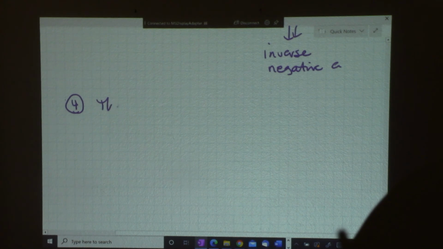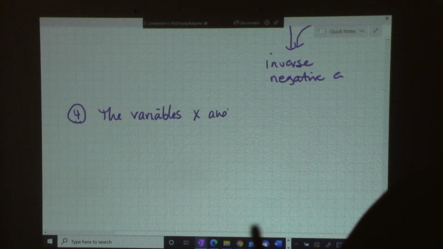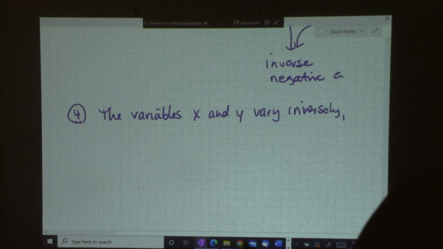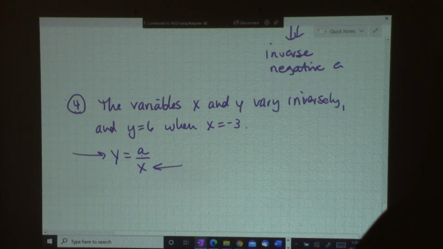I will write that down. The variables. X and Y vary inversely, so I know I'm going to use that formula. And Y equals 6 when X is negative 3. Okay, so the first thing we're going to do is write our inverse equation. So I need to write down my formula. Okay, so I have that. I have X and I have Y. What I don't have is A. A is what I'm missing.